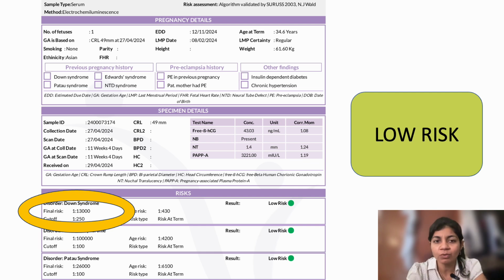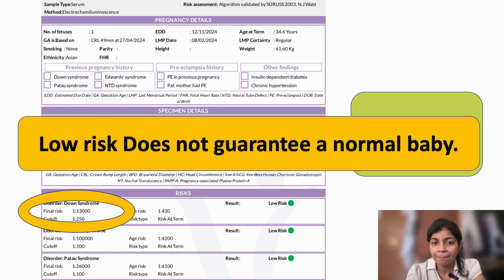If individually we look at this report, this means very low chances of having a Down syndrome baby, and this test has a prediction value of around 90%. So this is how you have to explain to the patient regarding the low risk. And a very important statement: low risk does not guarantee a normal baby. This is to be explained to the patient in detail whenever they come to you with the report of dual markers.